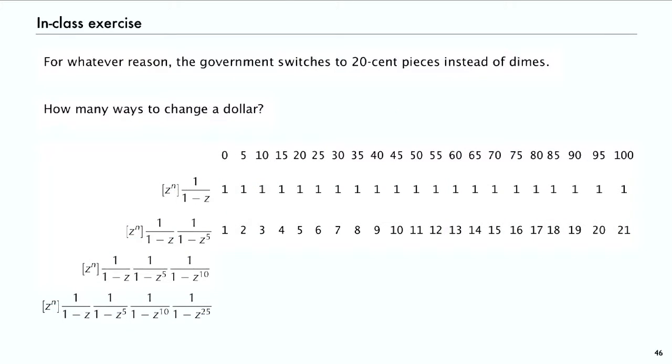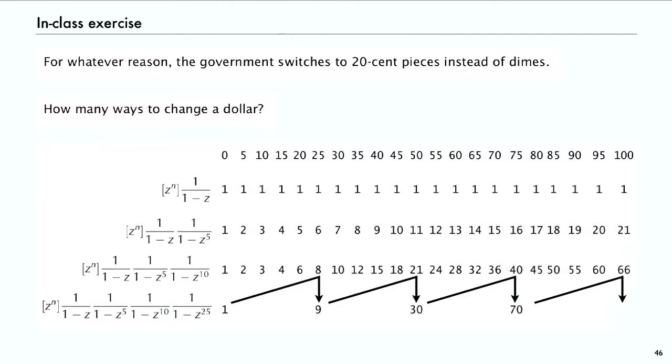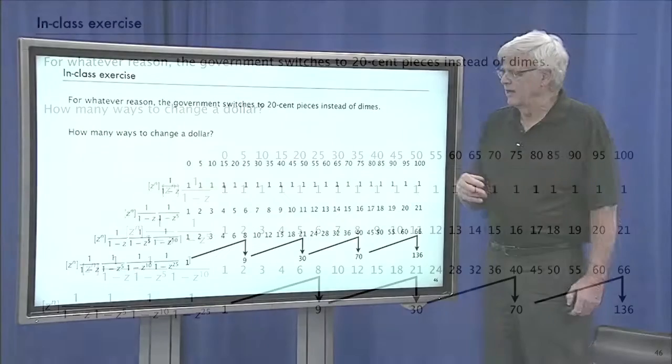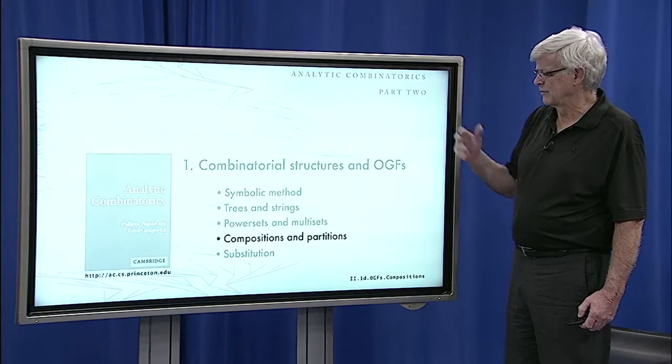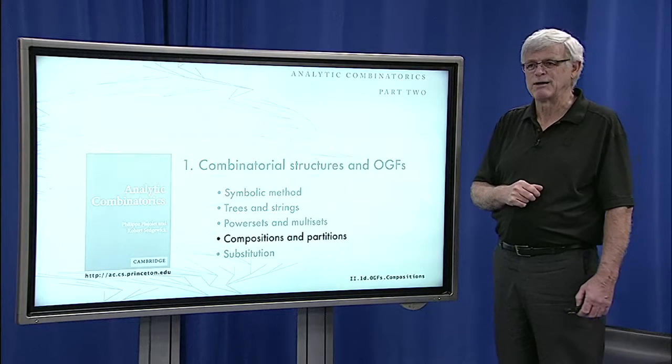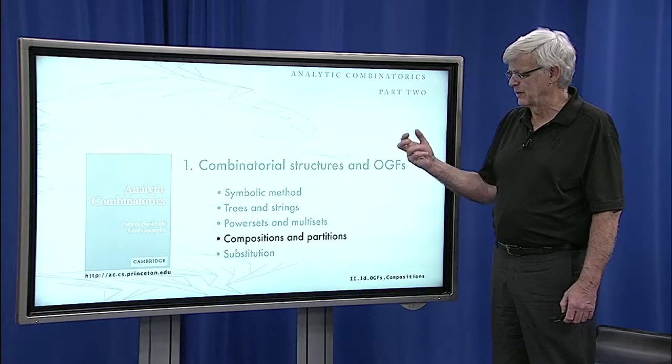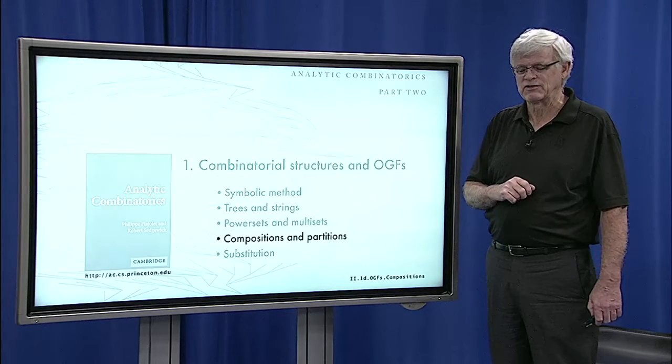And if you want to do an exercise, start with this table and say the government switches to 20-cent pieces instead of dimes for some reason. How many ways are there to change a dollar? You can run through this computation in the same way. It turns out there's a lot fewer. So that's Polya's change a dollar problem. That is an interesting problem related to compositions and partitions, showing how we can use OGFs to address some of these problems.